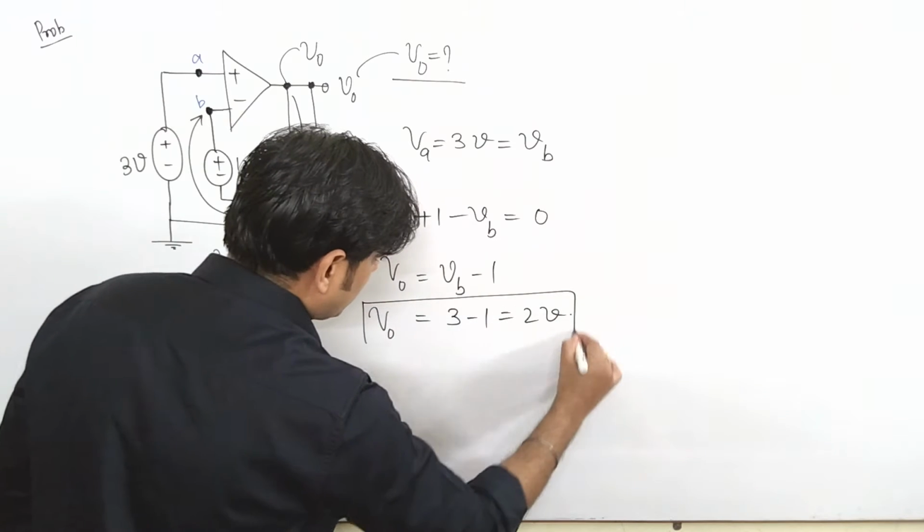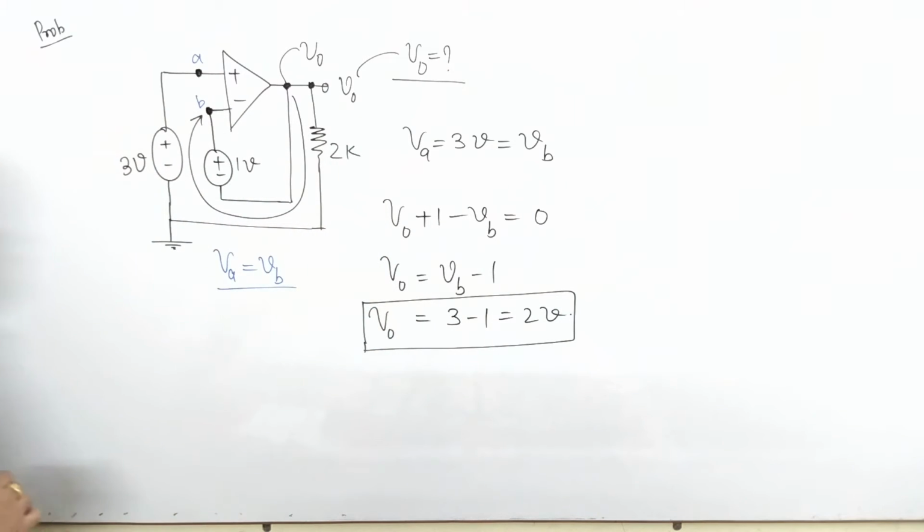Just keep in your mind, this is the value of V0. Okay. So here we have found the value of V0 as 2 volt. Now we move on with the next problem.